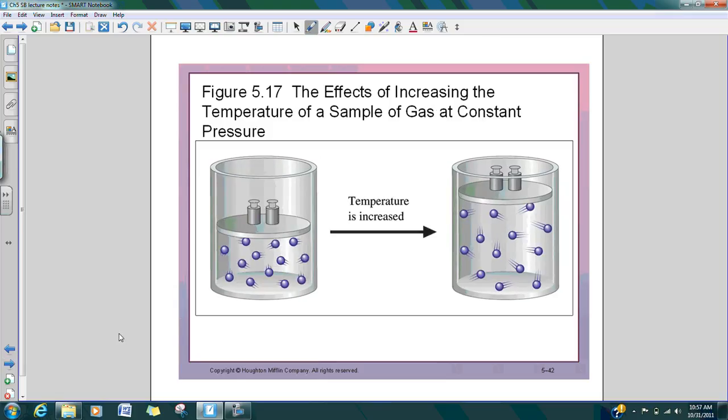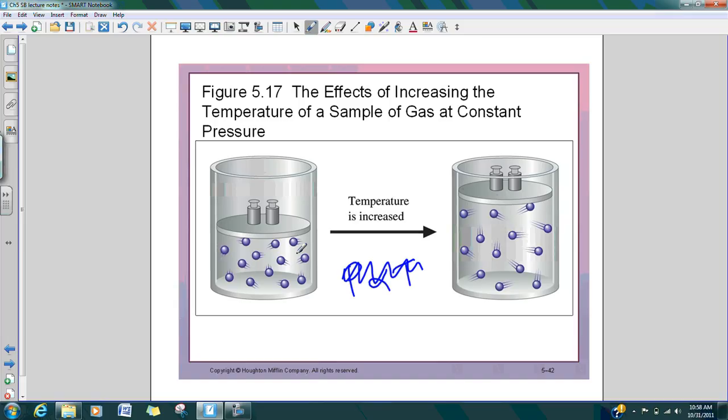All right, so the effects of increasing temperature of a sample. And again, we are trying to say that pressure is proportional to temperature. Well, how is that going to affect this? Oh wait, this is where the temperature is increased. Okay, sorry, I was looking at a different slide. So forget about this right here. I was thinking that the volume was remaining the same, and we do not have the volume remaining the same, as is obvious in the picture.